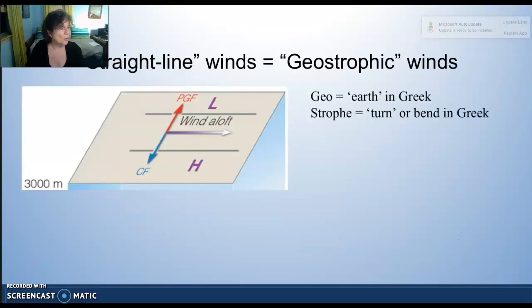Go on to one last thing. A couple details. In regard to the upper levels, they have a special name. They're called geostrophic winds. And geostrophic is a combination of two words. Geo meaning earth in Greek. Strophic meaning turn or bend in Greek. The Coriolis effect bends and deflects the wind to the right. So upper level winds are known as geostrophic winds.